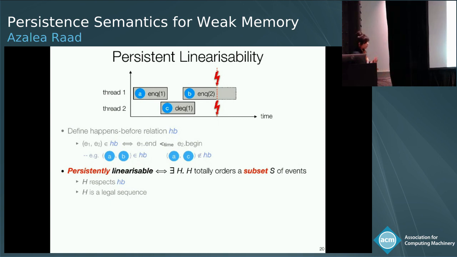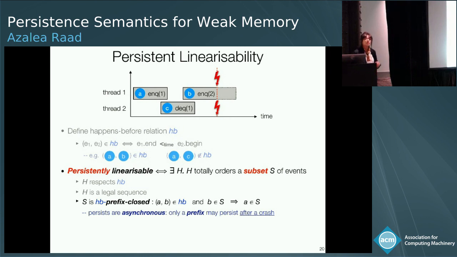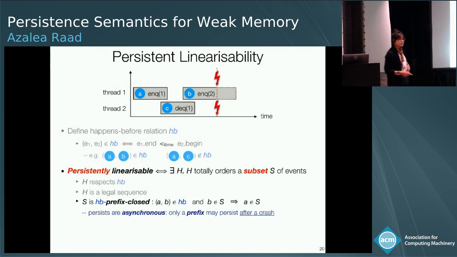And again, this total order on a subset of events will have to respect the happens-before. It will have to be a legal sequence. And additionally, this subset, you can't cherry-pick it completely. You can't say, I want to see this and that. It will have to have certain properties. One of those properties, for instance, is that it has to be prefix closed with respect to HB. What does that mean? If you choose to see B, you will have to see everything else that happened before it. You can't ignore those.